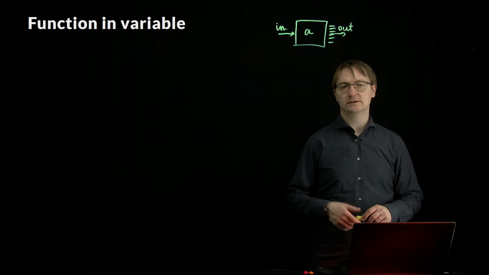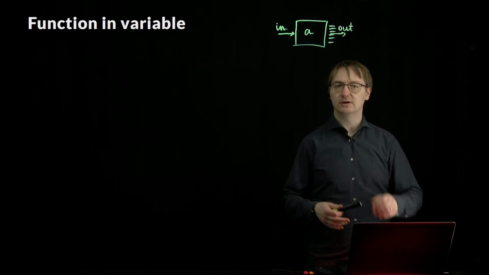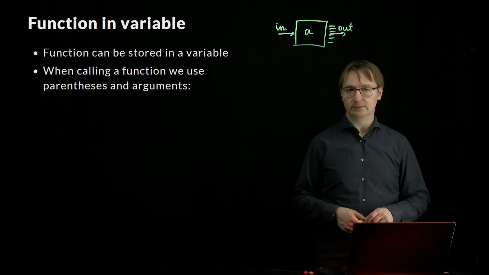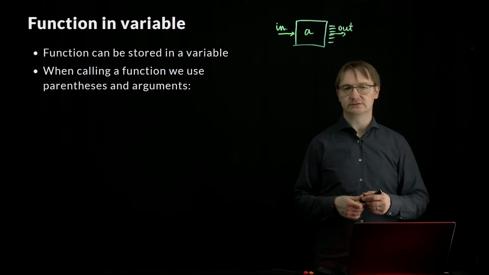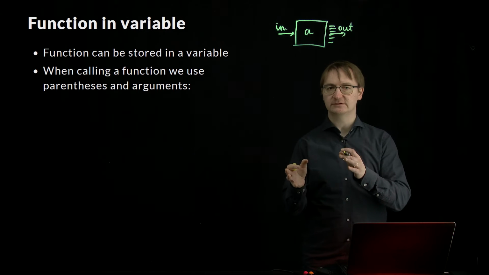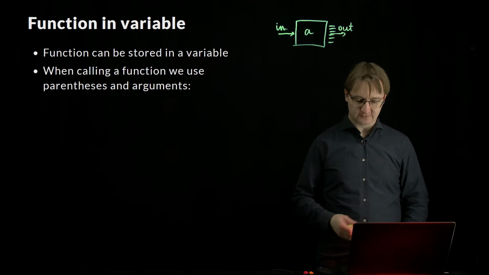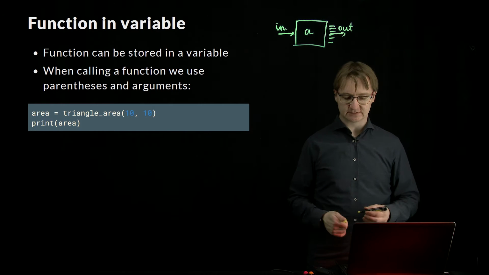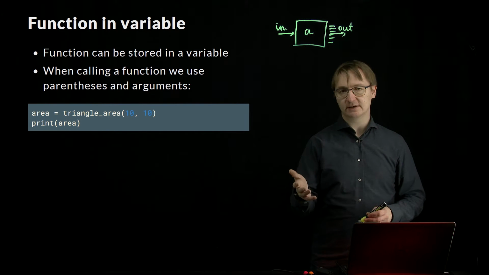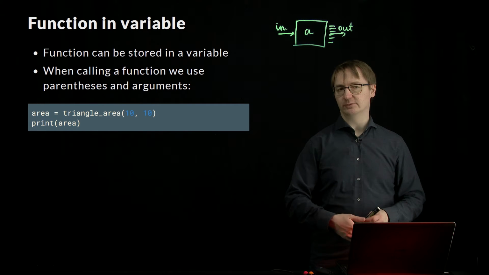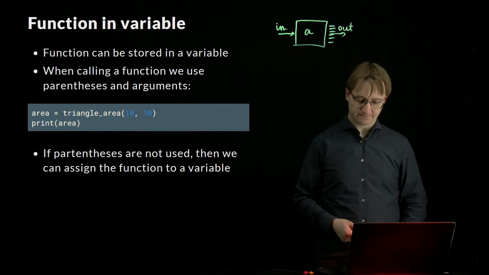In Python we can put a function into a variable. And usually if we want to call a function, we will just write the name of the function and add the parentheses and possibly arguments if those are required. So there's an example. We will have triangle area. I will pass in two values and I can print out the result of this function.